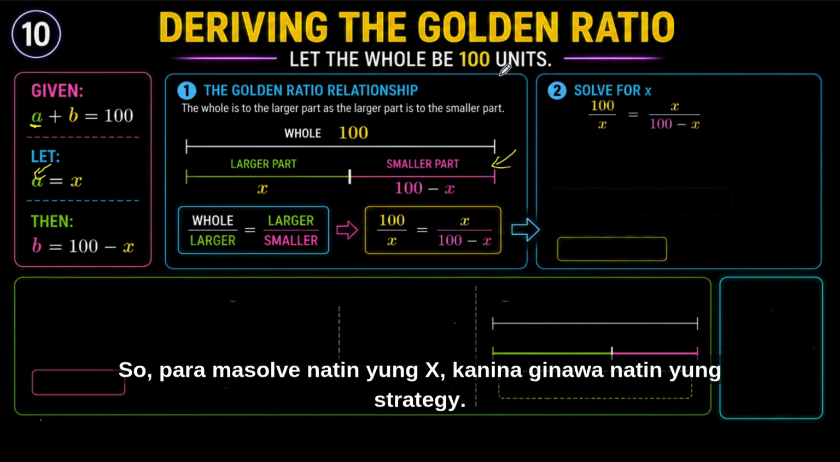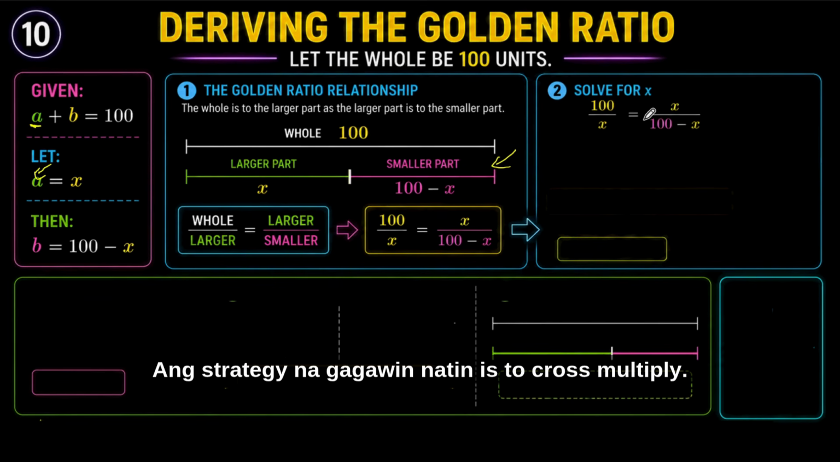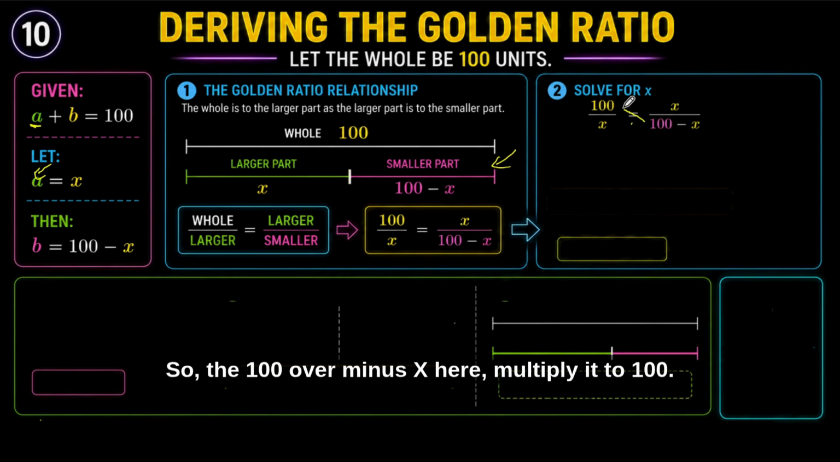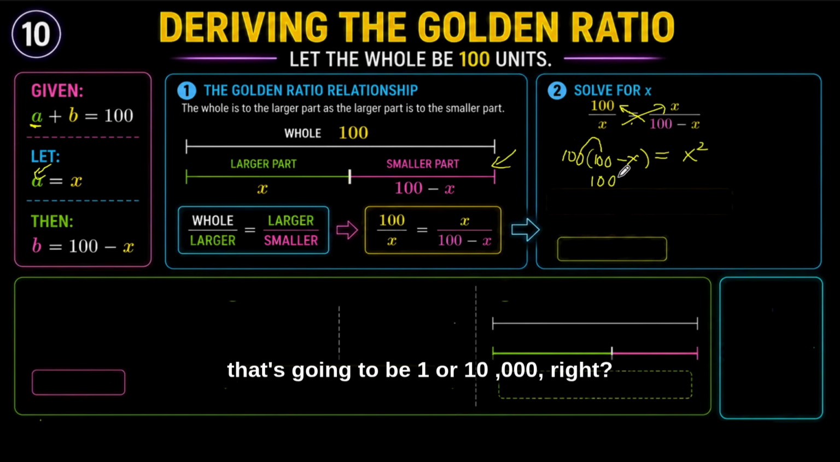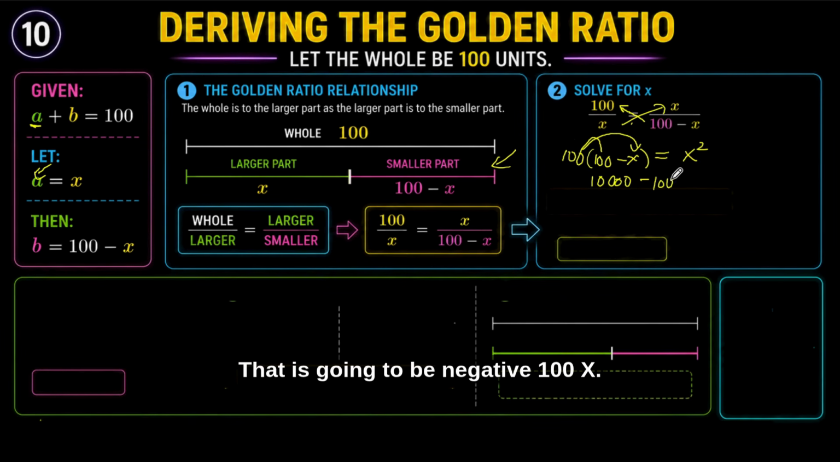Again, kopyahin natin yan dito. So, para ma-solve natin yung x, kanina ginawa natin yung strategy. Ang strategy na gagawin natin is to cross-multiply. So, the 100 over minus x here, multiply it to 100 there. So, we have 100 times 100 minus x equals x times x, that is x squared. Okay? So, 100 times 100, that's going to be 10,000, right? Minus 100 times x. Okay? That is going to be negative 100x equals x squared.